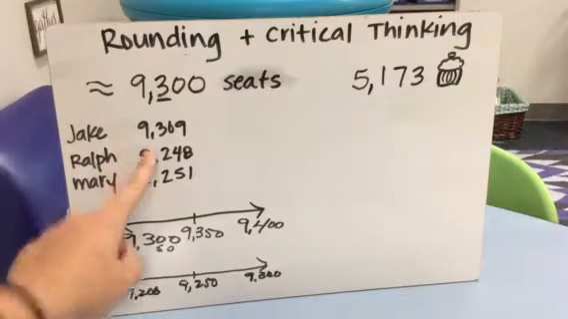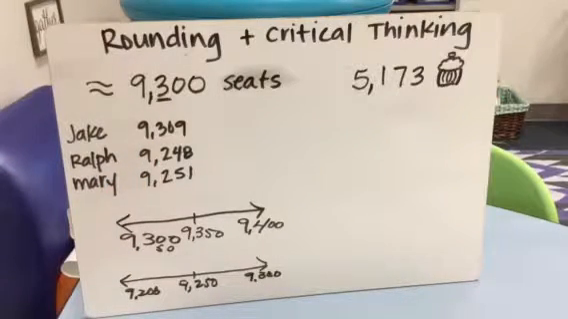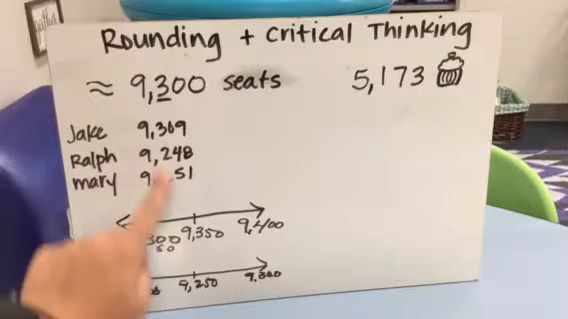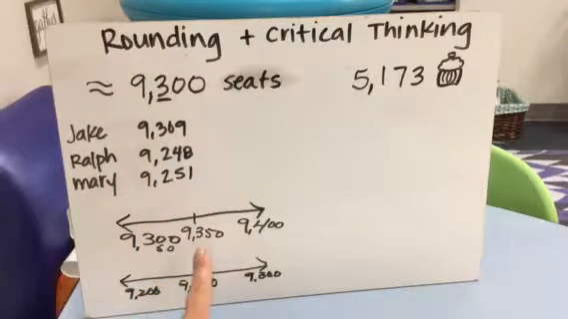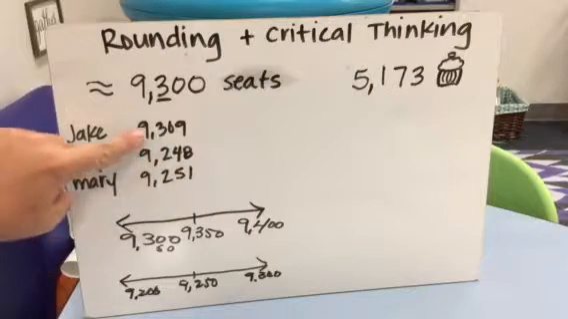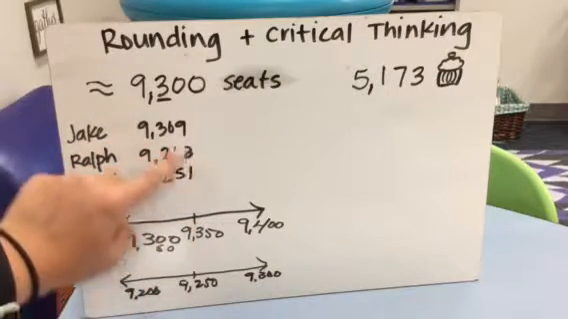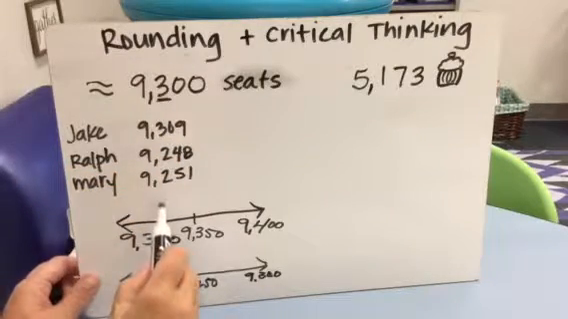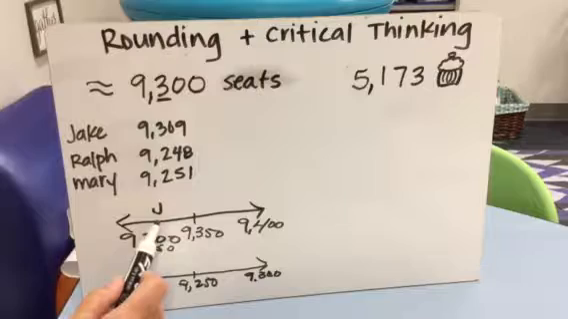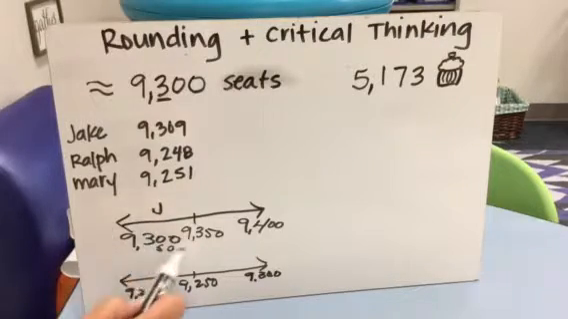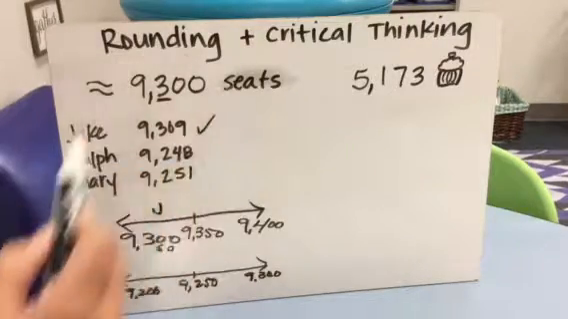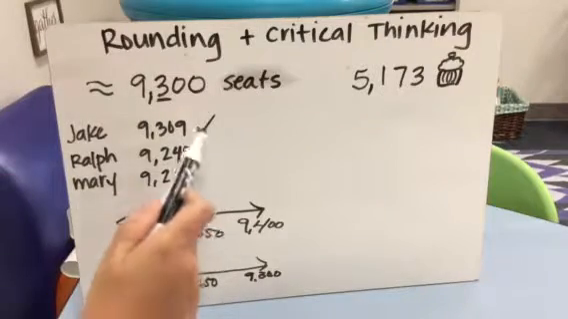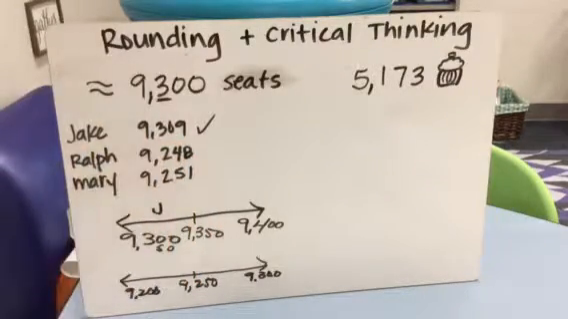So here I am with these three people. They made guesses. Jake guessed 9,309. So I need to figure out if his guess fits on either of these number lines. So this is the 9,300s and this is the 9,200s. So Jake's number fits on this top number line. Now I need to figure out where it fits. Well, he has equal thousands, equal hundreds, less tens. So that means his number is less than the midpoint. So I'm going to put a J for Jake. And what this is telling me is Jake's number, his guess, would round to 9,300. So Jake gave a meaningful guess.